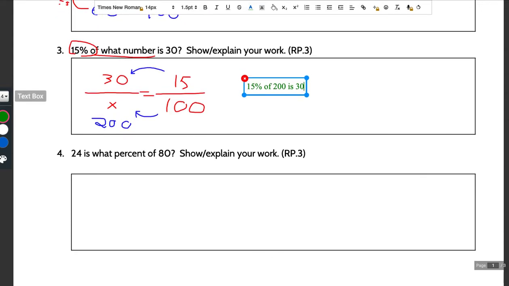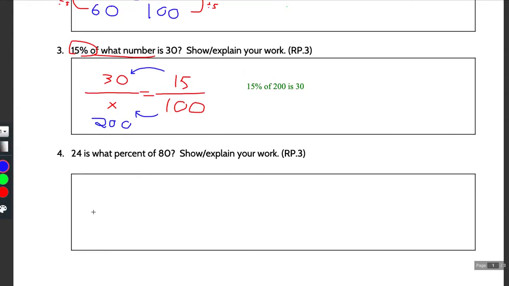24 is what percent of 80? So here we go again, setting up a proportion. And 24 is what percent? We don't have a percent in this one, so that's what's missing. This is what's missing, so I'll put x there. Of 80 tells us that that's the whole, so 80 goes here. And 24 is the only thing that's left.